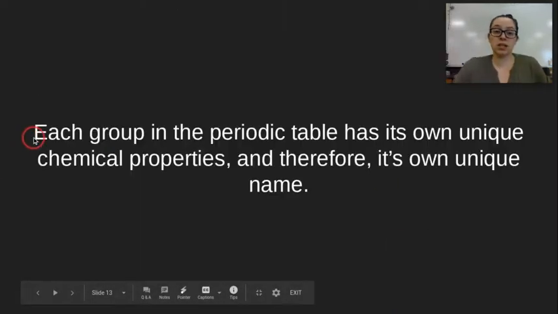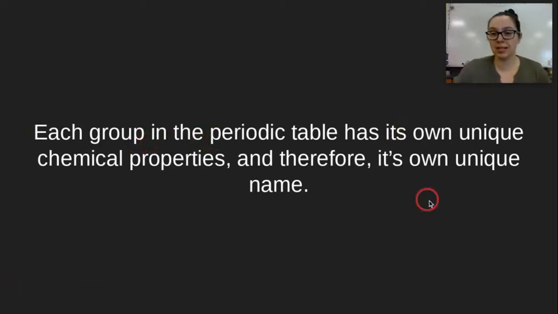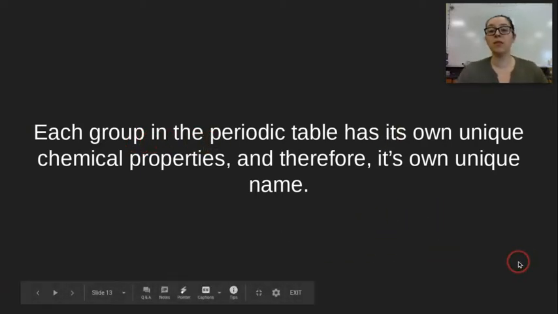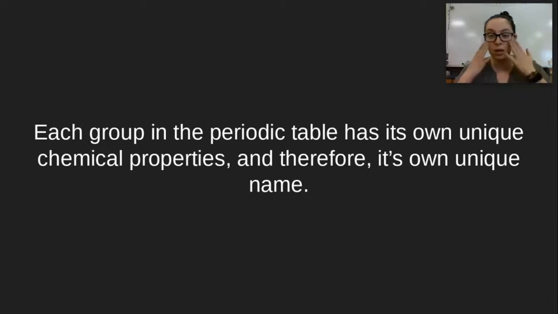So we see that each group in the periodic table has its own unique chemical properties, and therefore it has its own unique name. You guys colored your periodic tables right before you left.